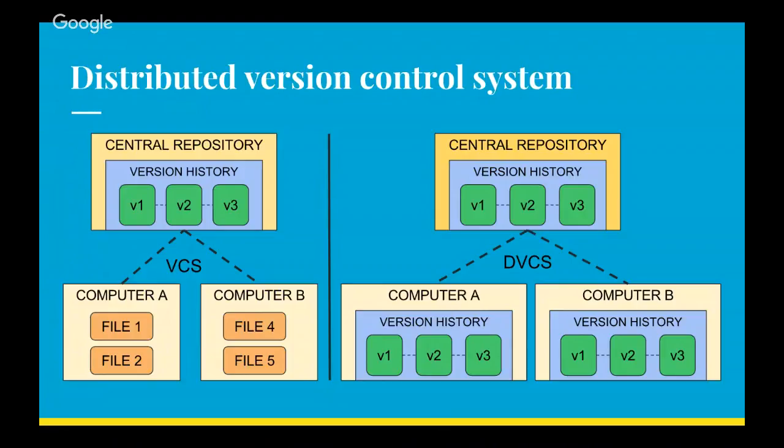To alleviate that, we have something called a distributed version control system, where not only does the central repository have the entire version history, but each client connecting to the central repository has the version history as well. So if you lose connectivity to the central repository, you can still continue doing your work, and you just have to wait until the central repository comes back up, and you don't have any interruptions at all.